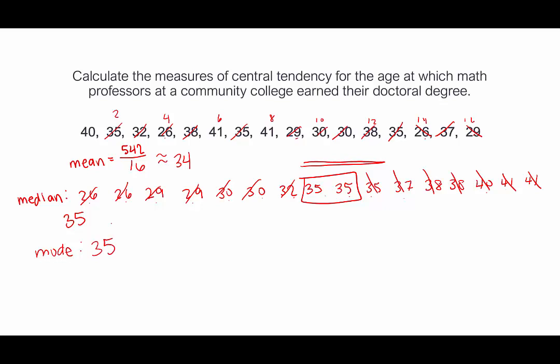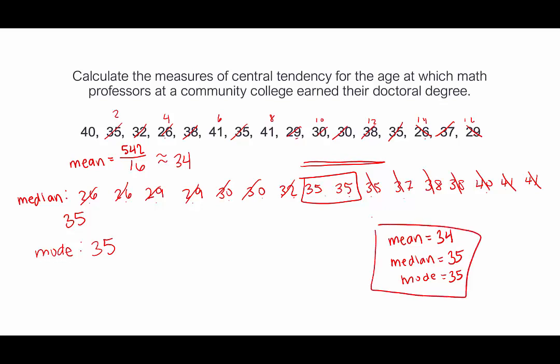These measures of central tendency are much more compact than the previous example, aren't they? They're really close to each other. So just to rewrite everything, the mean for this particular set was 34, roughly. The median and the mode were both 35. The median was 35 and the mode was 35.